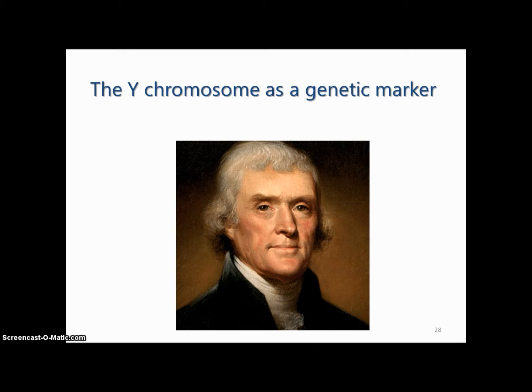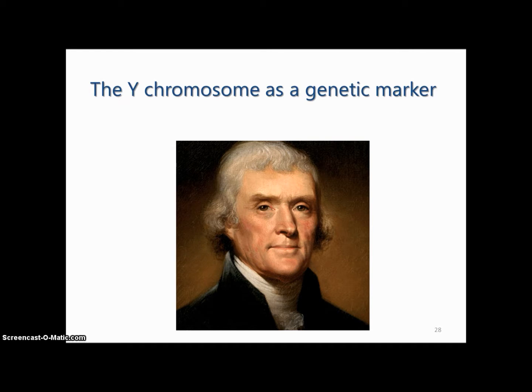And so descendants of Sally Heming were claiming Thomas Jefferson as their ancestor, and this was a huge debate between descendants of Sally Heming and descendants of Thomas Jefferson. Eventually the men were all genotyped at the Y chromosome, and were found to be a match for descendants of Thomas Jefferson. And so they were able to demonstrate that Thomas Jefferson was, in fact, the ancestor of Sally Heming's descendants.